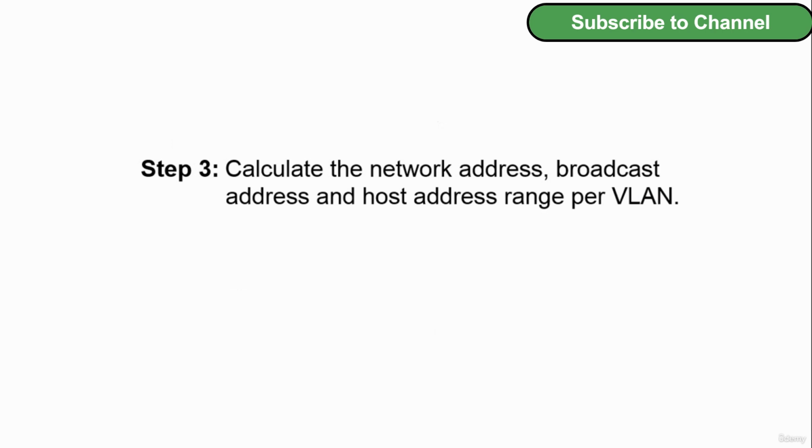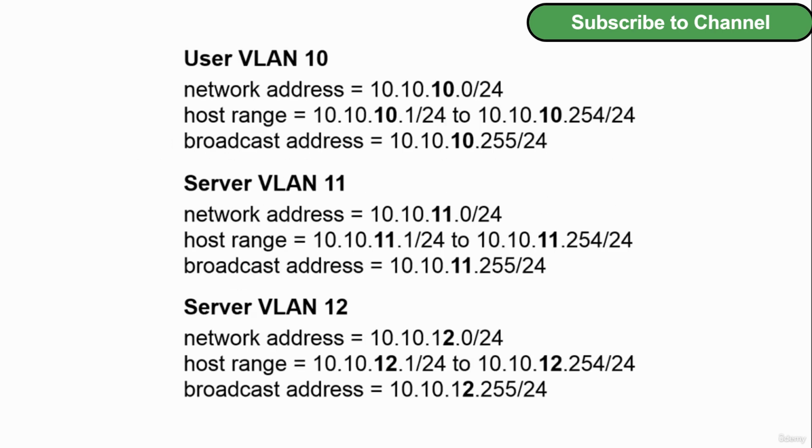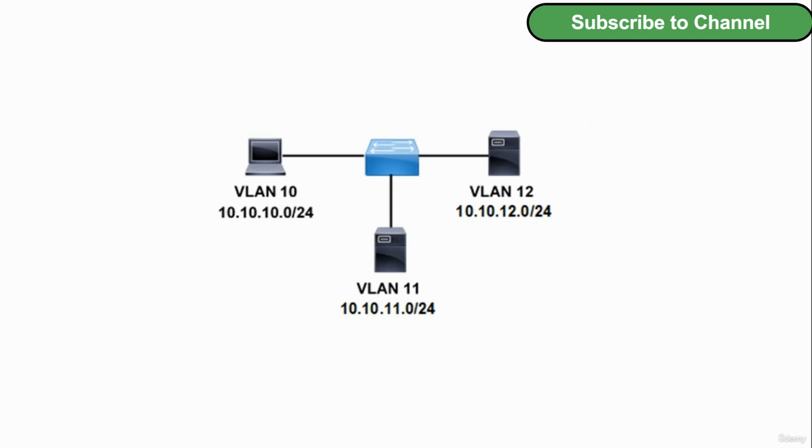And then calculate network address, broadcast address, and host address range for VLAN. So in this case, I've got 10 address for the user VLAN, 11 for server VLAN, server VLAN 12. And each subnet has 1 through 254 addresses. So very straightforward. There's a 10 subnet, there's the 11 subnet, and 12 subnet.